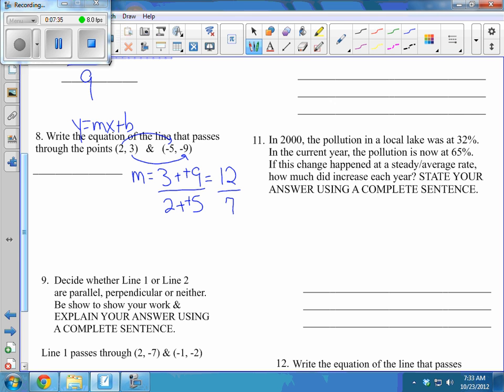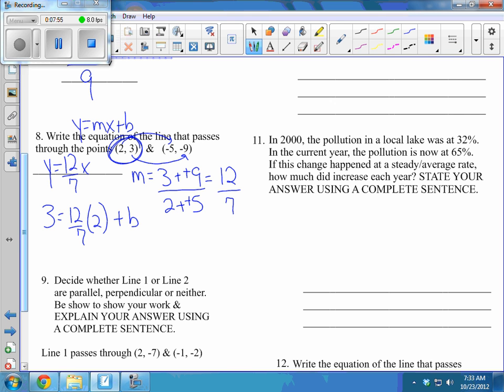And actually, I am going to use the y equals mx plus b on this one. But here's the start of my answer. And for x, I'm going to use the 2 and 3 because I'd rather use positive numbers than negative numbers. And for y goes 3. And for m is my 12 sevenths. I'm going to take that times 2 and then add b.